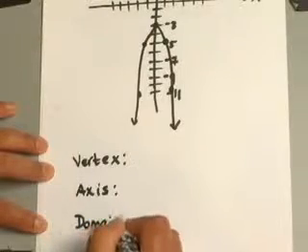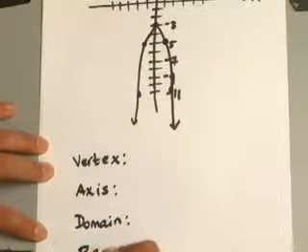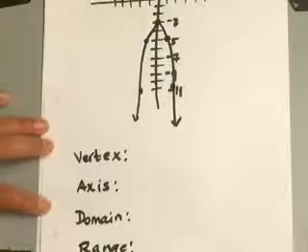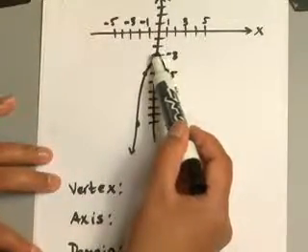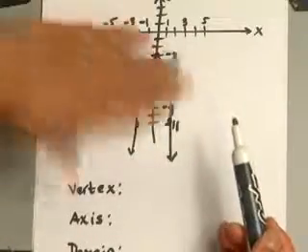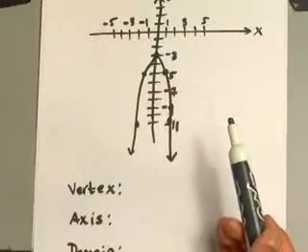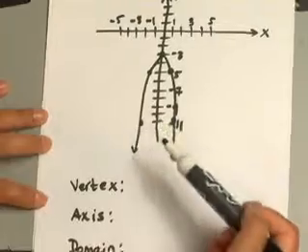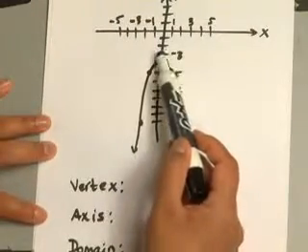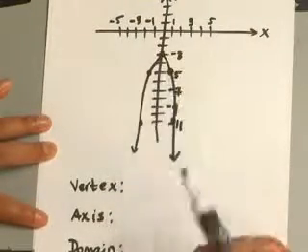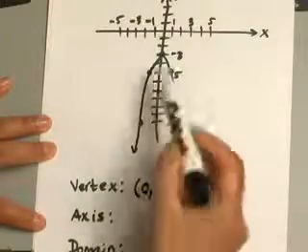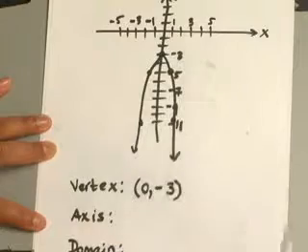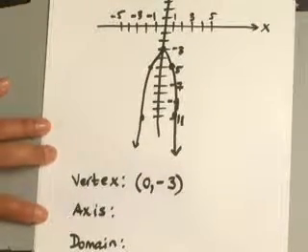So in this case, since your graph opens upside down, your vertex is now not going to be the lowest point, but the highest point. Because remember, when the graph is right side up, the vertex is the lowest point. Since we turn it upside down, it's going to be the highest point. So your vertex in this case is going to be at 0, -3, 0 on the x-axis, -3 on the y-axis.